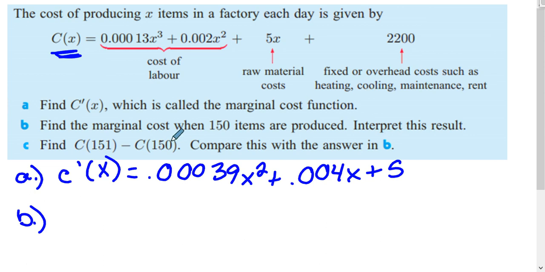Nope, it's just the first derivative. I don't know. You were practicing derivatives.